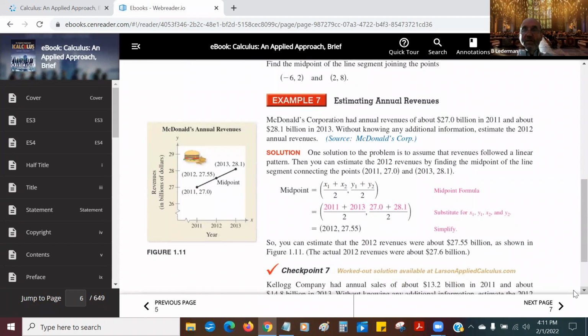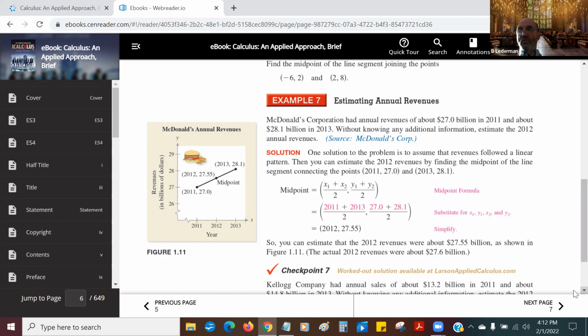Annual revenues, that's good to know. Estimated annual revenues. So McDonald's Corporation, I don't know if you've ever heard of McDonald's. There actually is a place called McDonald's, where they sell hamburgers and stuff like that. McDonald's Corporation had annual revenues of about $27 billion in 2011, and about 28 billion in 2013. Without knowing any additional information, estimate the 2012 annual revenues.